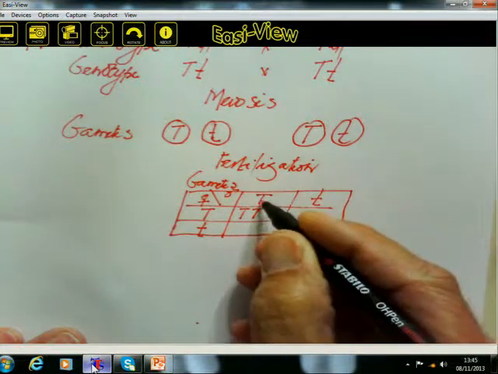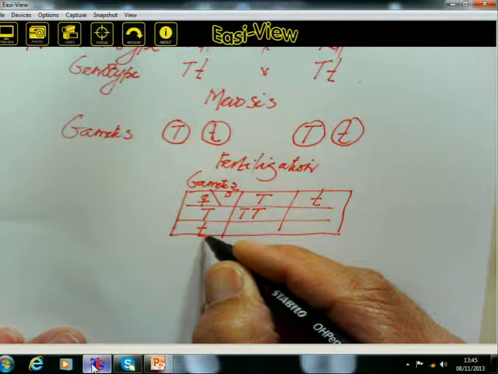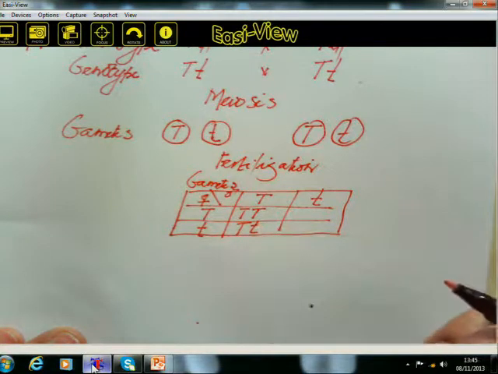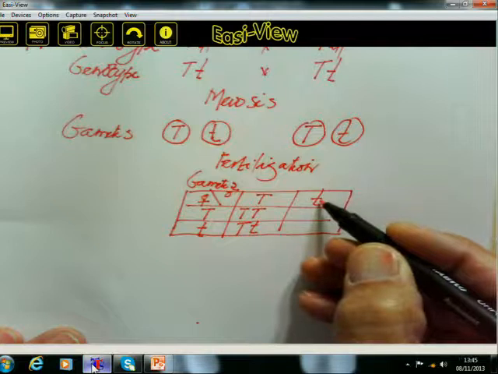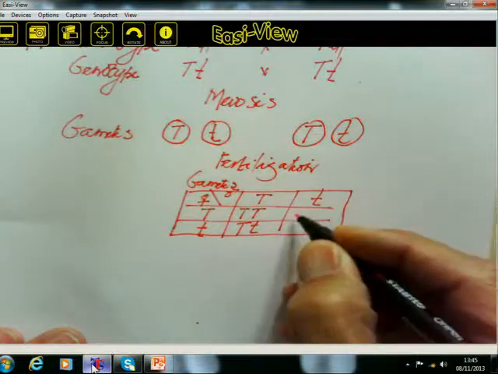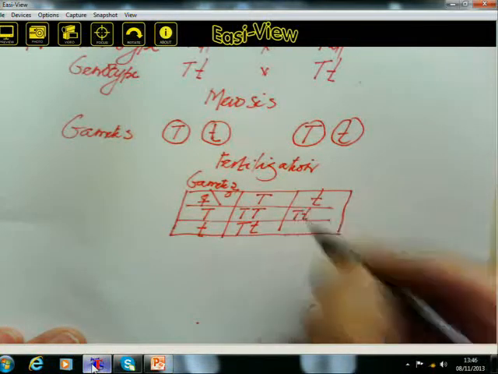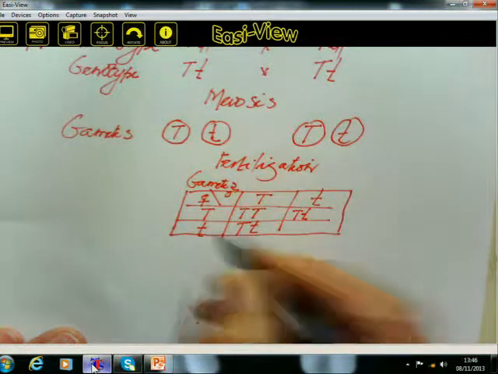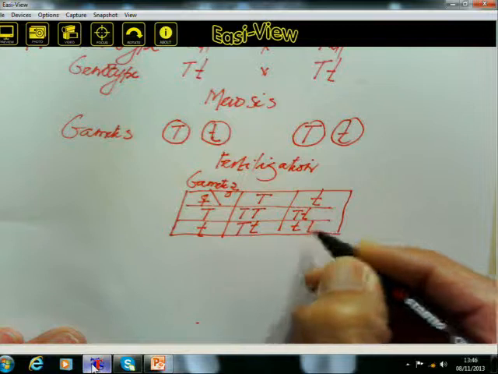But it has an opportunity to fuse with this one as well. So there is that genetic composition. So that gamete can fuse with that gamete and you find this specific combination, or that gamete can fuse with that gamete and you will find this combination.